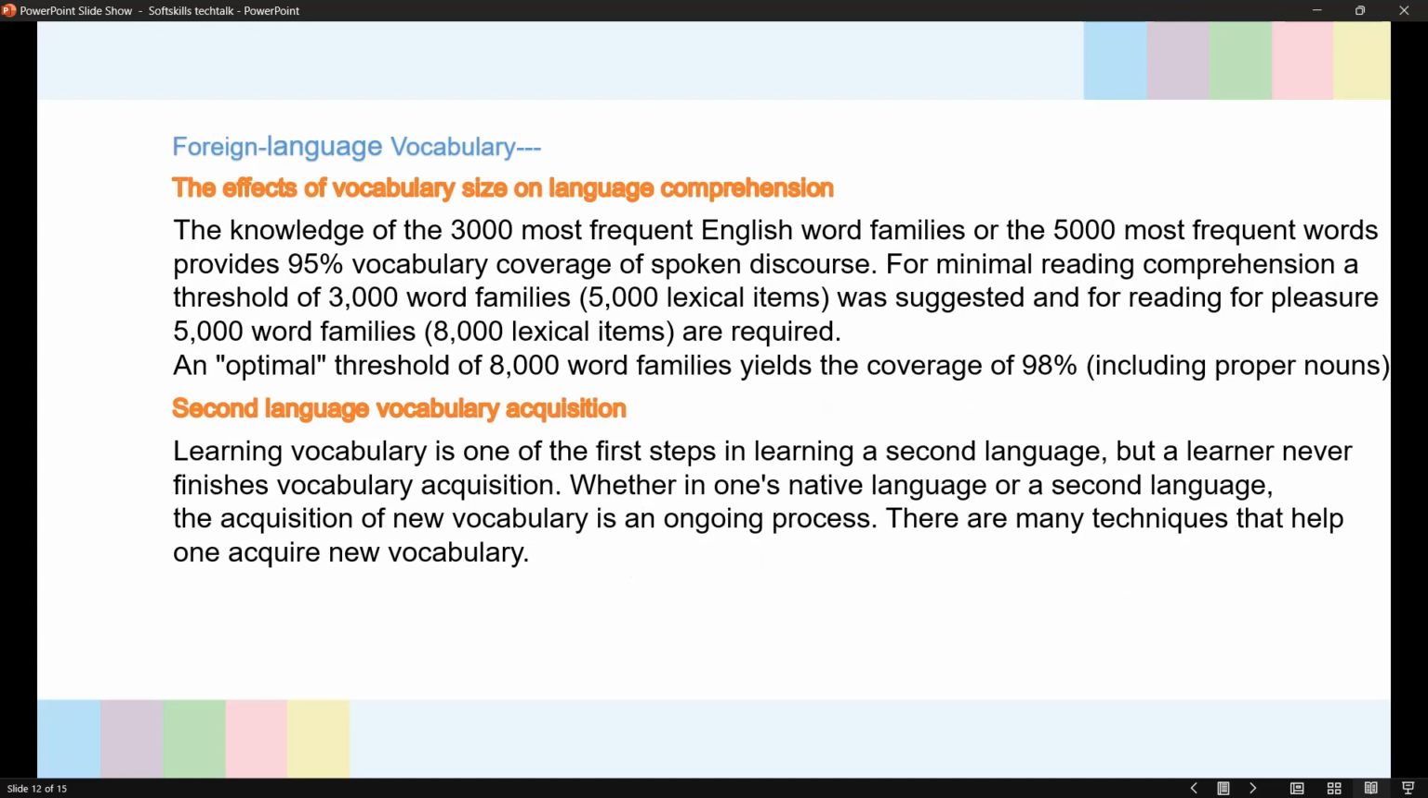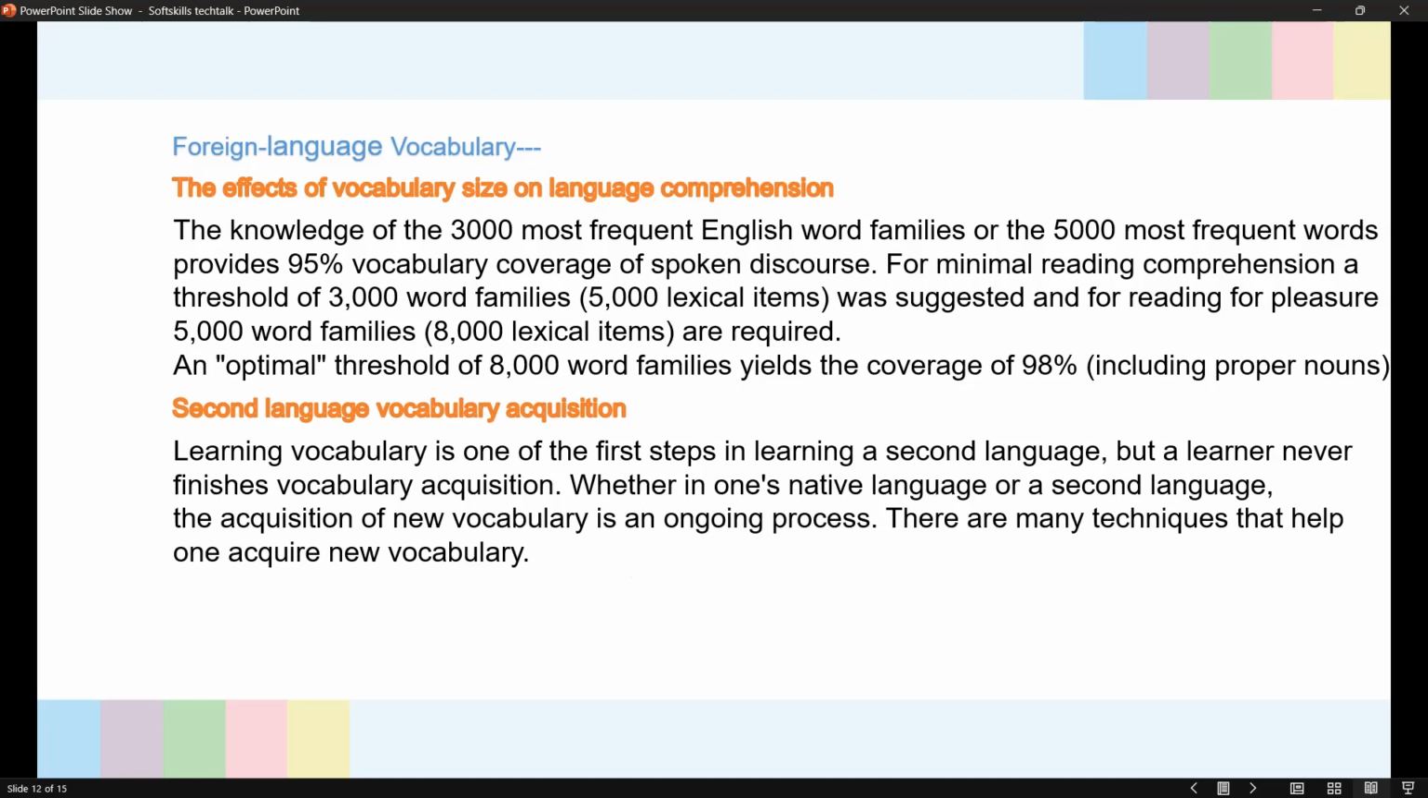Foreign language vocabulary. The effects of vocabulary size on language comprehension. The knowledge of the 3,000 most frequent English word families or the 5,000 most frequent words provides 95% vocabulary coverage of spoken discourse. For minimal reading comprehension, a threshold of 3,000 word families, 5,000 lexical items, was suggested, and for reading for pleasure, 5,000 word families, 8,000 lexical items, are required. And one threshold of 8,000 word families yields a coverage of 98%, including proper nouns.